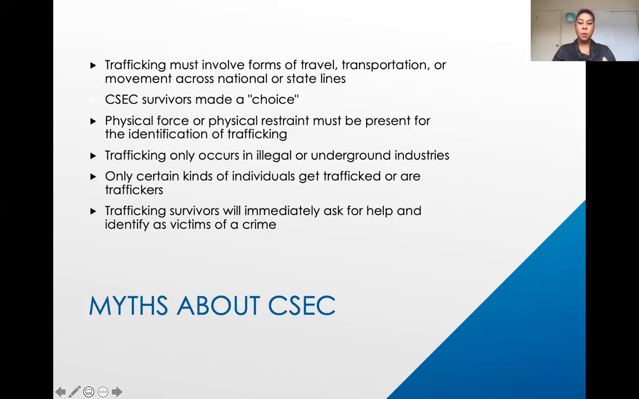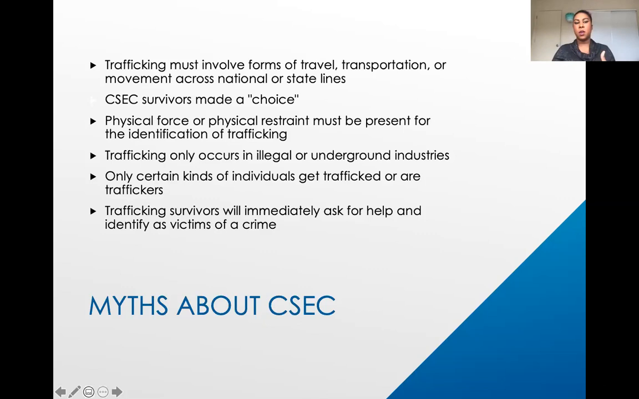Another one is that physical force or physical restraint must be present for the identification of CSEC or trafficking. That is completely false as well. Oftentimes we think of somebody who's chained up, somebody who is locked in a basement, all these things that the media images portray as trafficking or as CSEC, but that's not always the case. And we're going to talk a lot about why physical force or physical restraint doesn't have to be present for somebody to be a CSEC survivor.